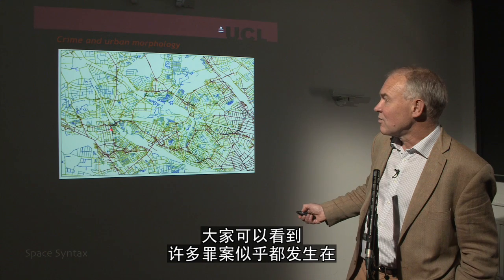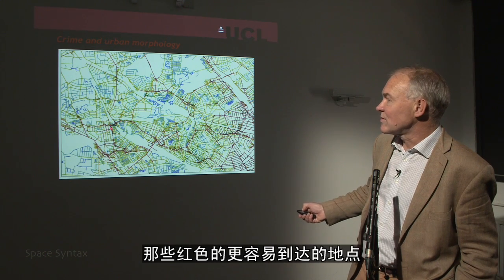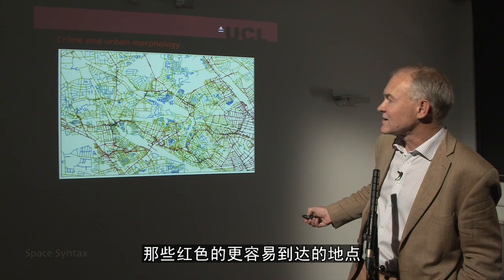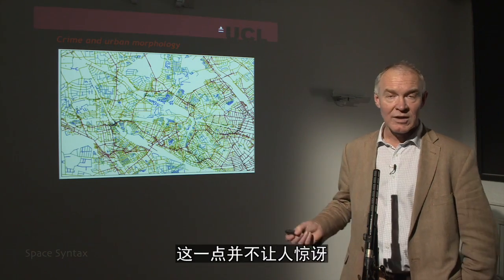And you can see that many of them are taking place on what seem to be the red and more accessible locations. Well, that's not very surprising. If you're somebody who is aiming to pickpocket or to mug people, you need a supply of where the victims are going to be, and they tend to be in greater numbers on those more accessible spaces.